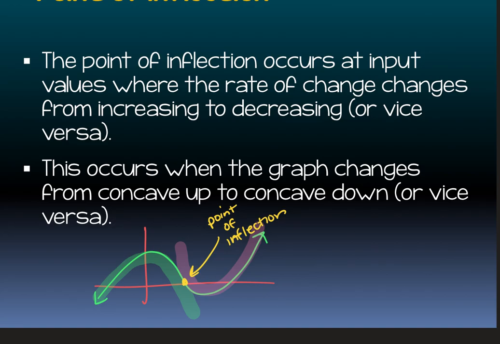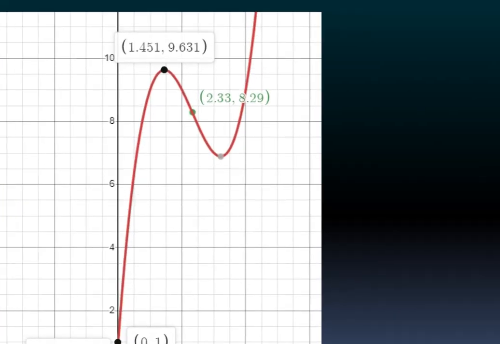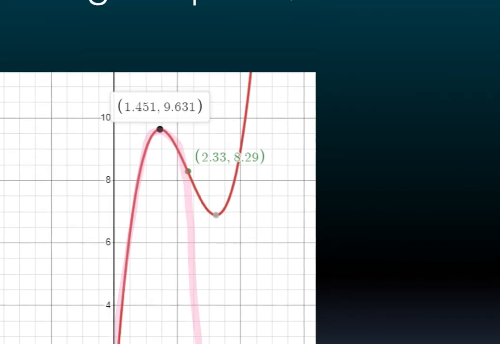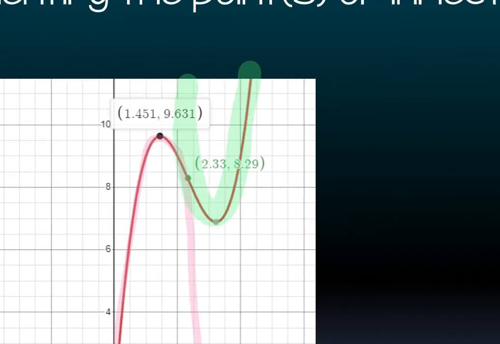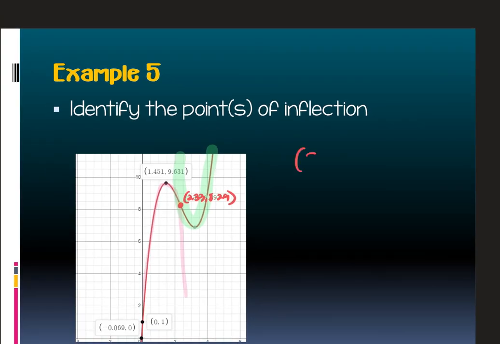So it'd be where your rate of change changes from increasing to decreasing, or where your graph changes from concave up to concave down, or reverse. All right, so 5 says identify the point or points of inflection. If I zoom in, the first part of my graph takes on this shape. The second part of my graph takes on this U shape. The point where it changes is labeled as 2.33 and 8.29. So that is the point of inflection.